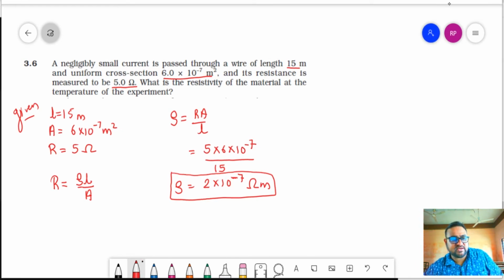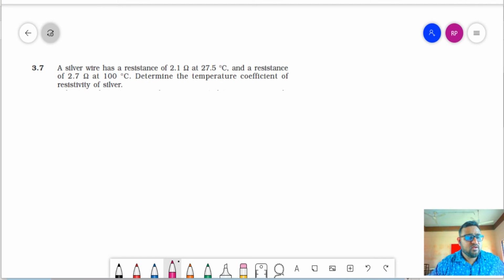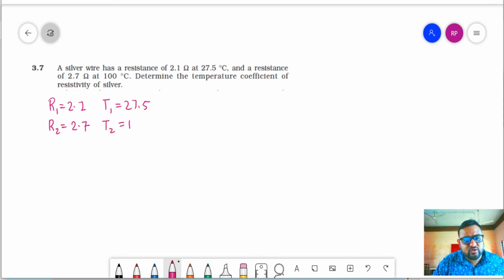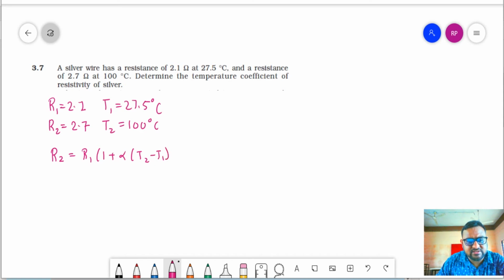Now let's move to the next, that is 3.7. A silver wire has a resistance of 2.1 ohm at 27.5 degrees Celsius, means R1 is equal to 2.1 at T1 equal to 27.5 degrees Celsius. The resistance of 2.7, that is R2 is equal to 2.7, T2 is equal to 100 degrees Celsius. Okay, so now we will directly use the formula to determine the temperature coefficient. So I can use R2 is equal to R1 into 1 plus alpha into T2 minus T1.